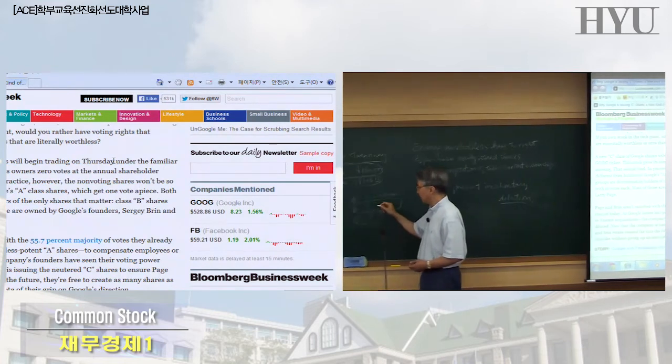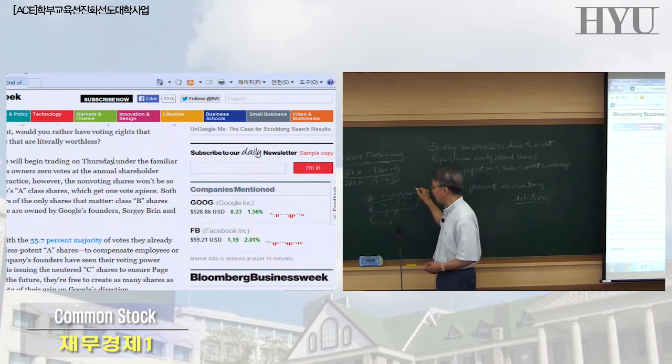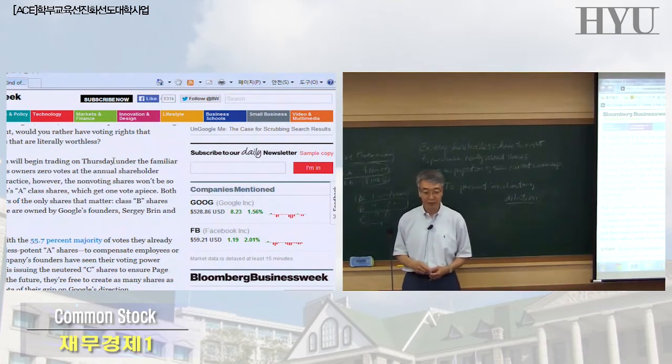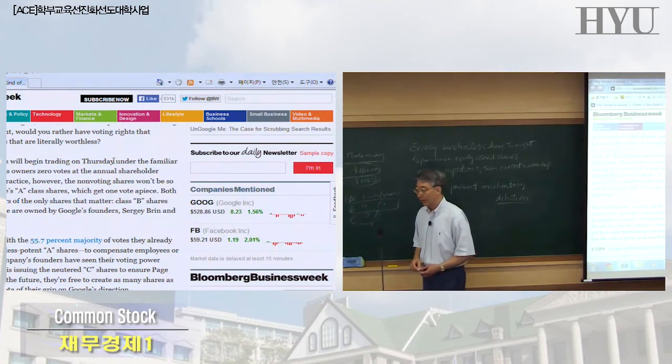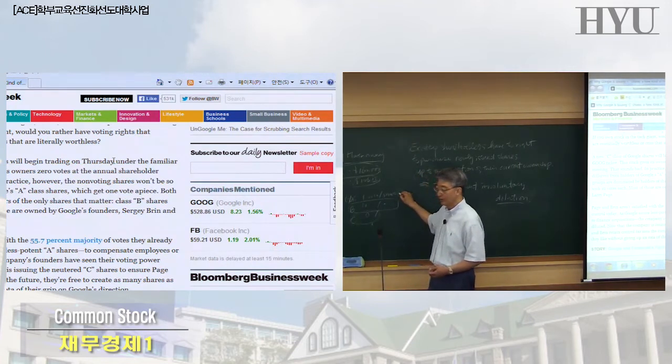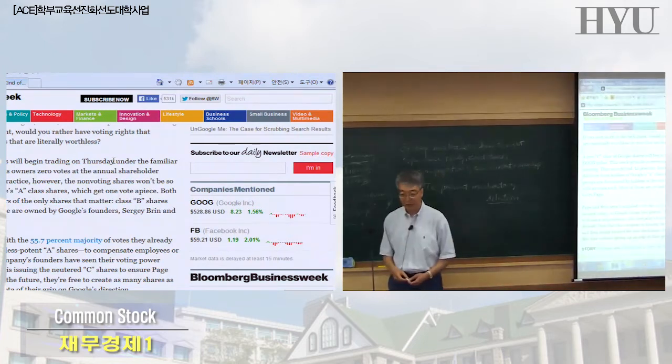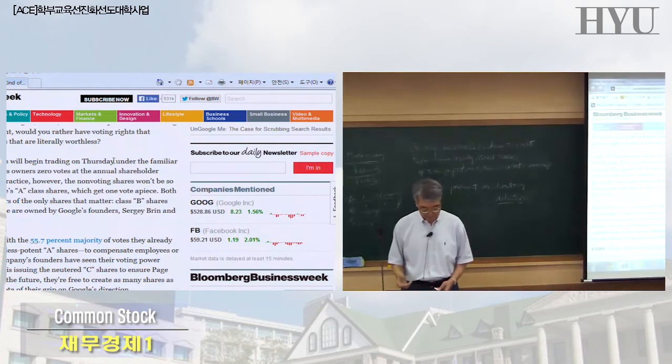But they occasionally saw the need to issue additional A shares, to sell additional A shares to compensate their employees. Sometimes you have to give stock options. So after that experience, they were worried that their control of the votes may weaken. So in order to avoid that, they now issue a new non-voting share. But people are happy to buy that still.